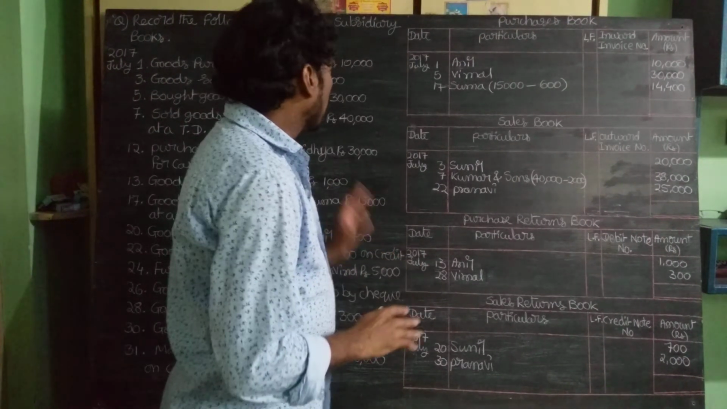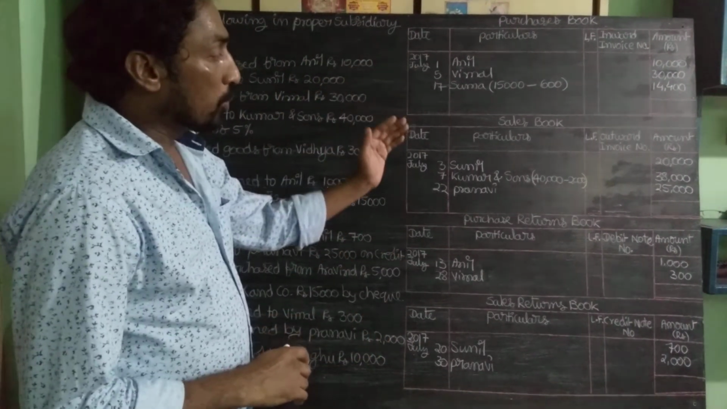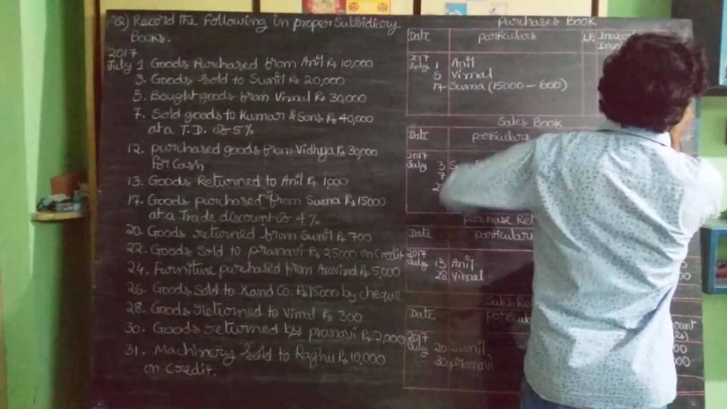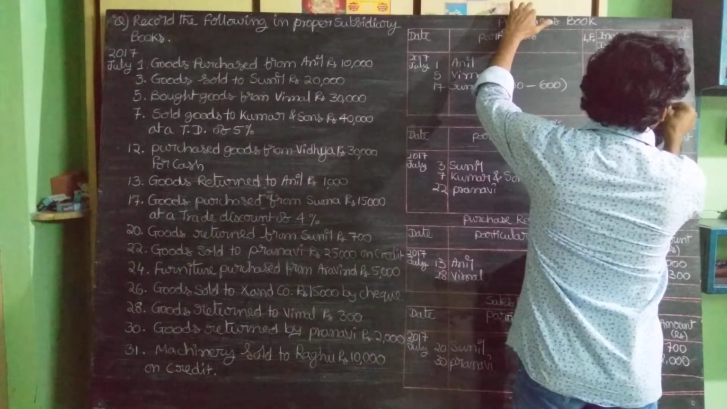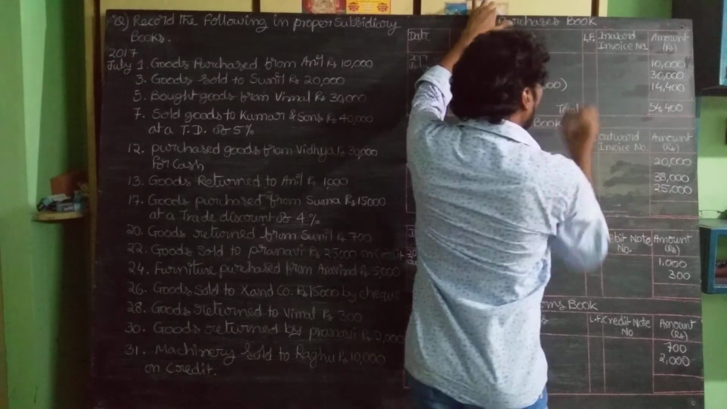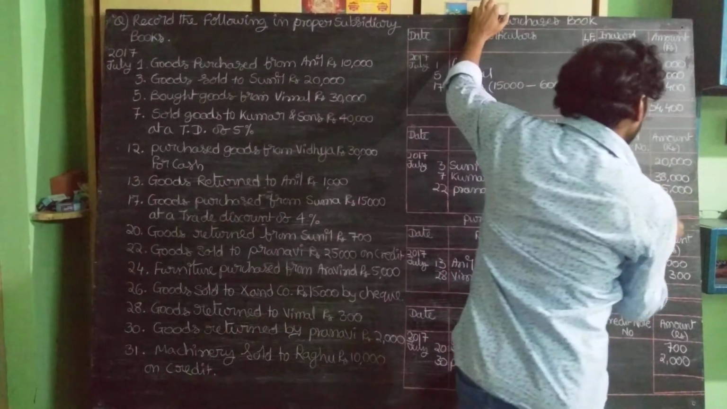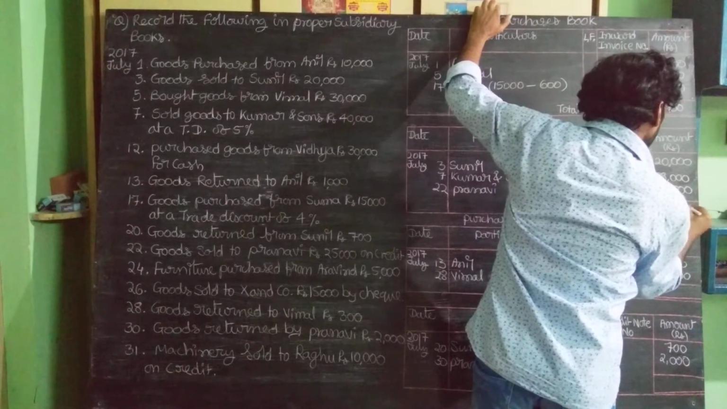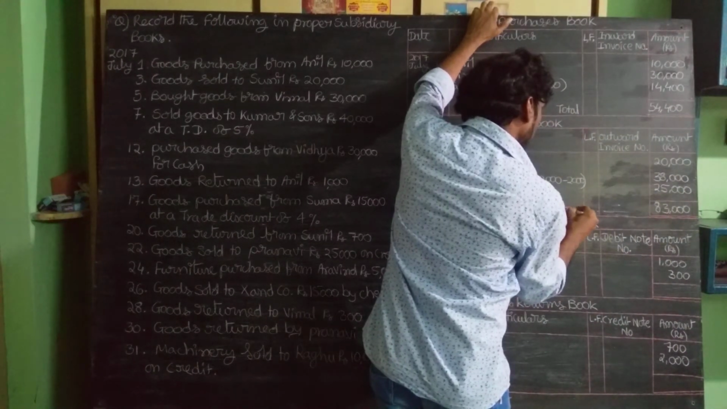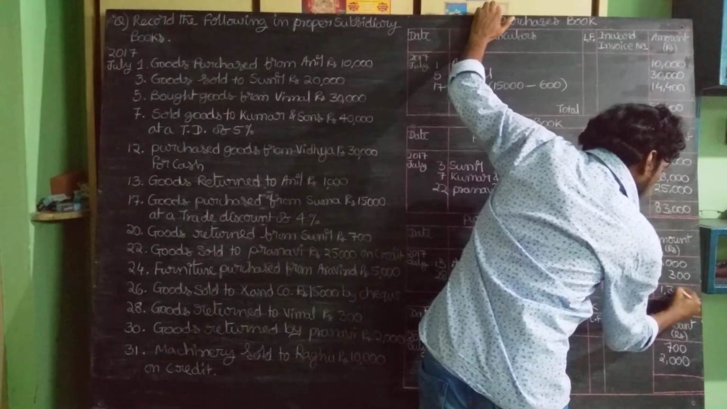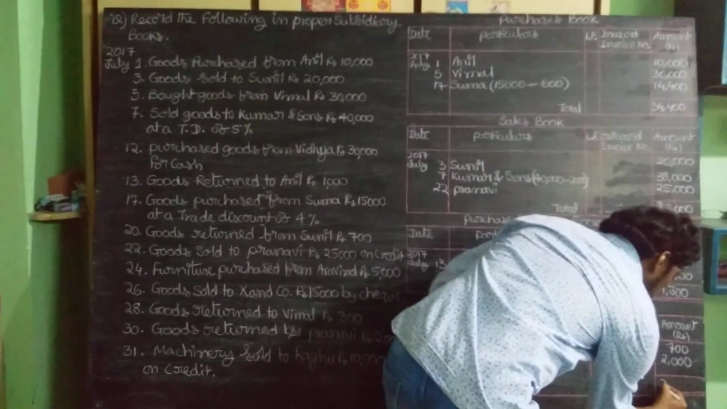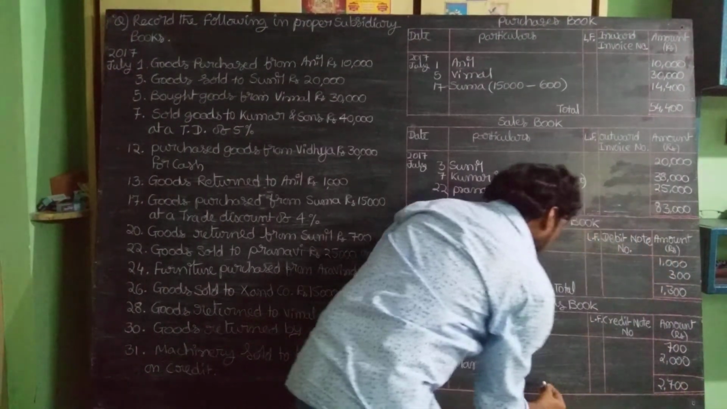These are the transactions recorded in the purchase book, sales book, purchase returns book and sales returns book. Now the totals: 54,400 is the purchase book total. 83,000 is the sales book total. 1,300 is the purchase returns book total. 2,700 is the sales returns book total.